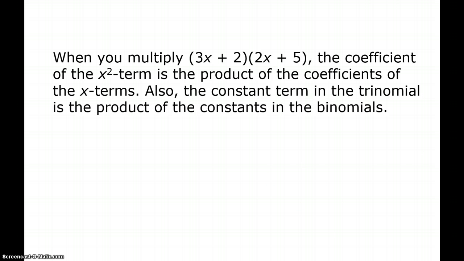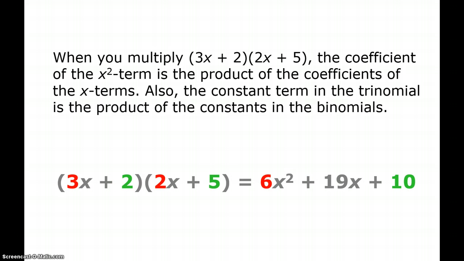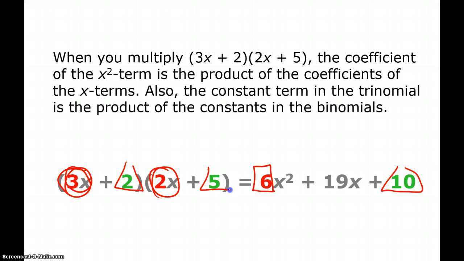Okay? So if we do something like 3x plus 2 times 2x plus 5, that is when we get this number right here. But we should notice this first number is always these two multiplied together, 3 times 2, and this last number is always these two last terms multiplied together, 2 times 5. The middle, we have to figure out. We have to multiply it out and add it up and see what happens.